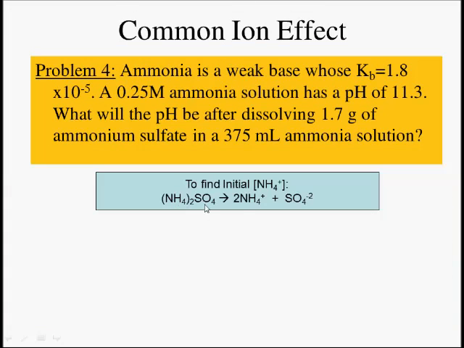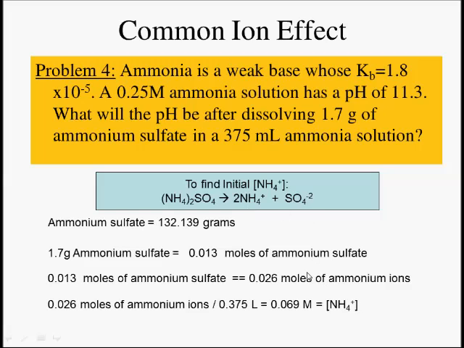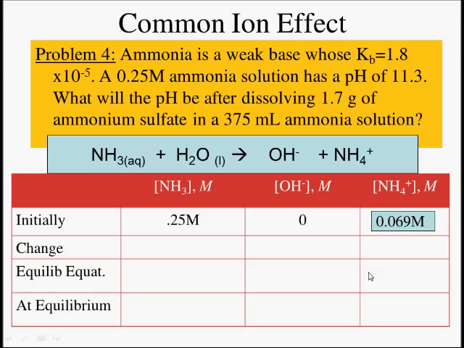There's my formula for ammonium sulfate. It dissociates. There's my work for how I figured out what my concentration would be. It turns out that 1.7 grams is 0.013 moles of ammonium sulfate. And again, for every 1 mole that dissociates, I get 2 moles of ammonium. So 0.013 moles of ammonium sulfate gives me 0.02 moles of ammonium. Popping that into my molarity equals moles over liters formula, I get 0.069 as the concentration of ammonium initially. So we can pop that 0.069 into our IC chart.